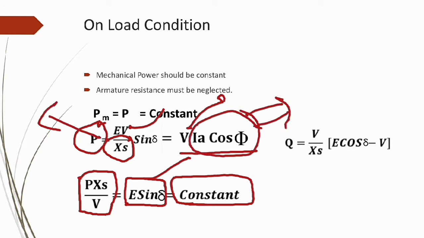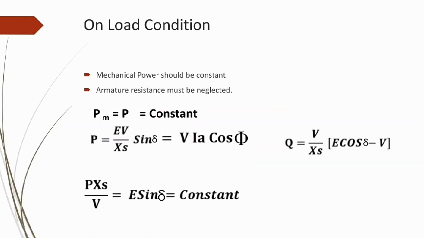So we will have to focus on whenever the current is changing. In that case, Ia cos phi should be constant, or you can say that this Ia cos phi will make a locus of the armature current.